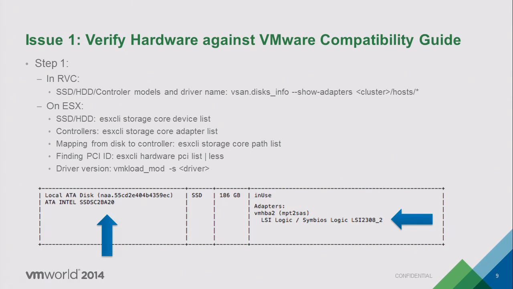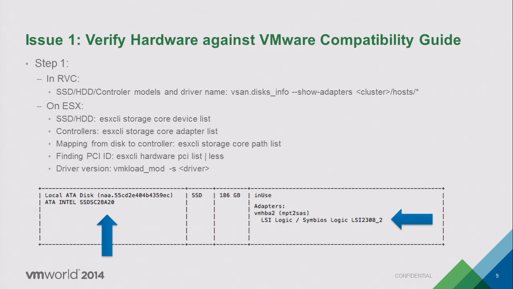It tells you the model number of your drives, the type of the drive. It tells you the driver name, MPT2 SAS. It tells you the name of the device. You can also derive the same thing on ESX with various commands, and you already see there's more commands to get the same information, so RVC is useful here.